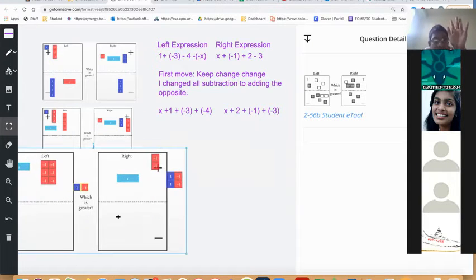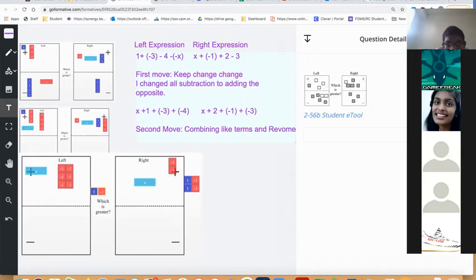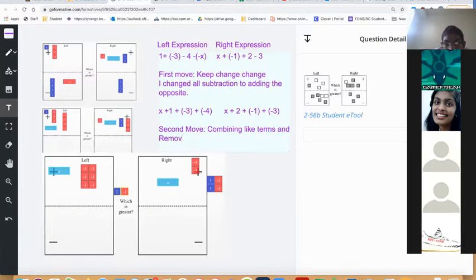I'm going to put the new expressions here. You guys can go ahead and say what they were. Actually, the first thing I want you to say is, what was my move? What move did I do? Second move was? Combining like terms. And what was the other part of that I did? Zero pairs. Remove zero pairs. Right, so I got rid of my zero pairs.